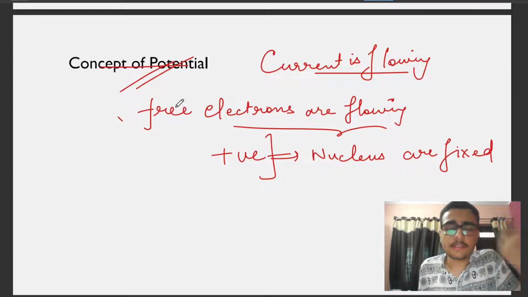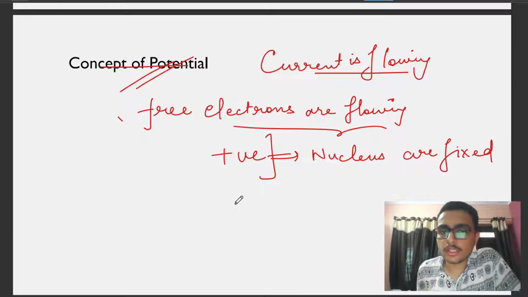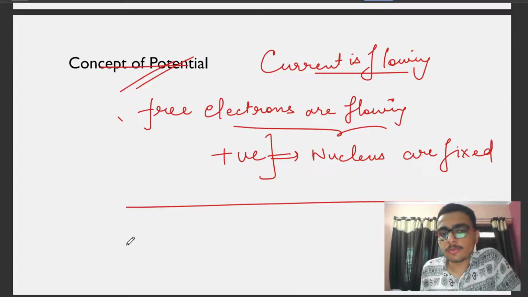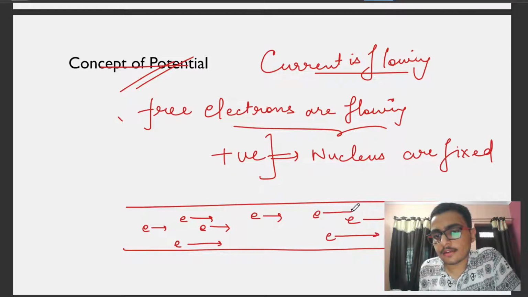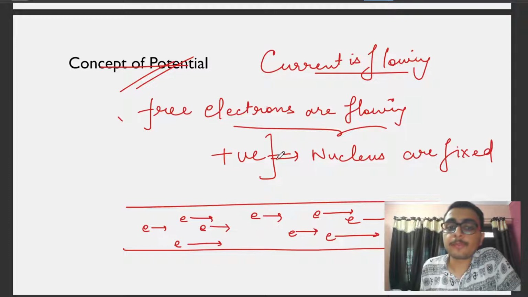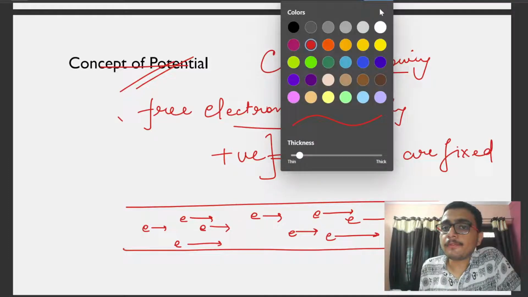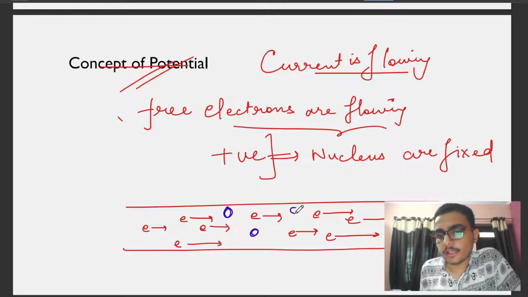Now, what are free electrons? I will discuss later. Don't worry. Electrons are flowing. The positive charge, the nucleus, is fixed. So, if I consider this to be the stream of flow of electrons, say electrons are coming like this, like this, like this. And here I have fixed my protons. Let's draw it with blue color. My protons are fixed somewhere here.